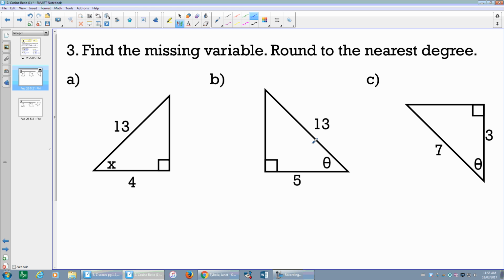Now, when I'm given a triangle, my first step is to always label your sides. I'm going to give you 30 seconds, and I want you to label all the side lengths on this triangle. Again, what are we labeling them? An H for hypotenuse, an O for opposite, and an A for adjacent.